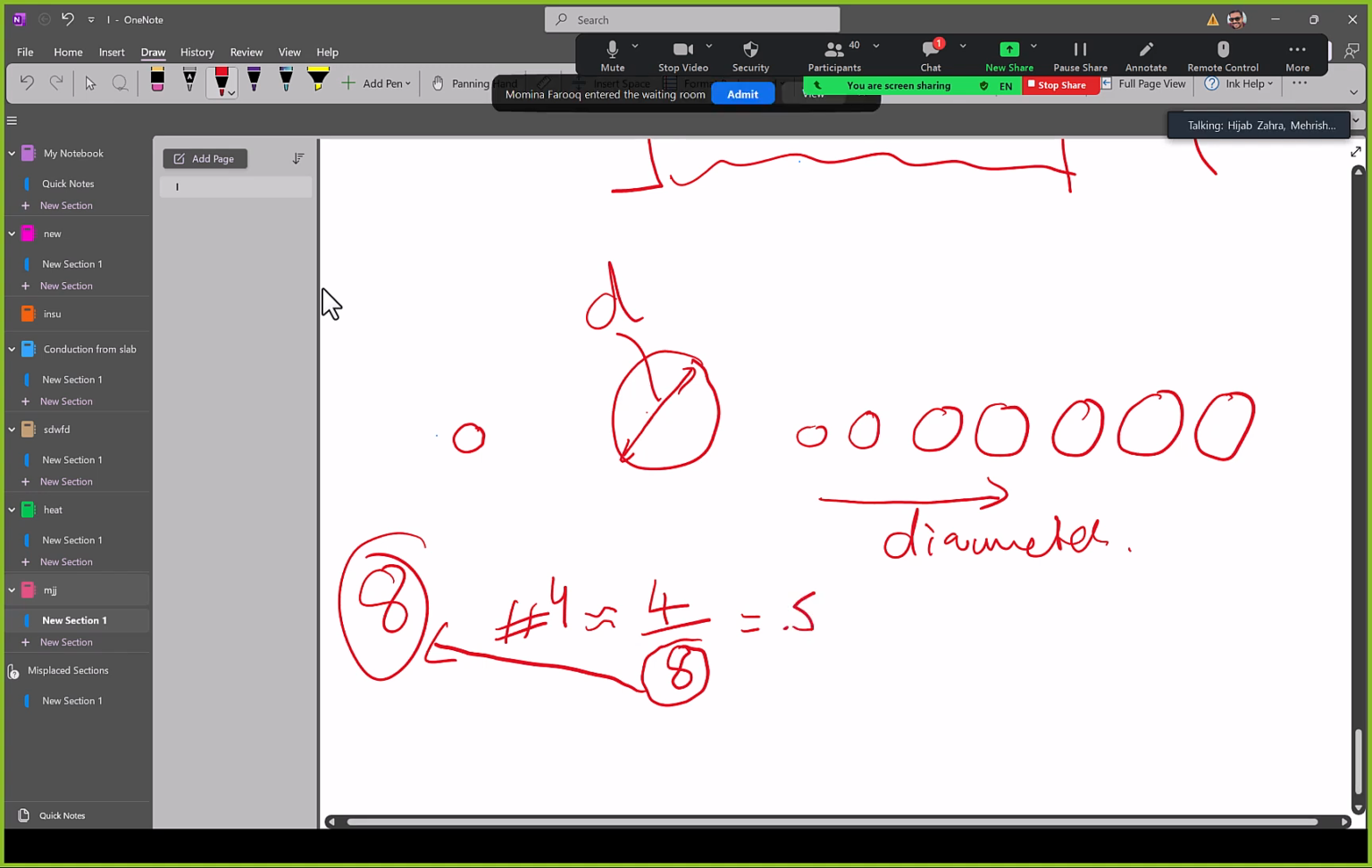0.5? 0.5 inches, right? Square. 0.5 inch square. ठीक है? So 4 divided by 8 is 0.5 inch, which will be the diameter of the bar that I'm trying to tell you to buy.